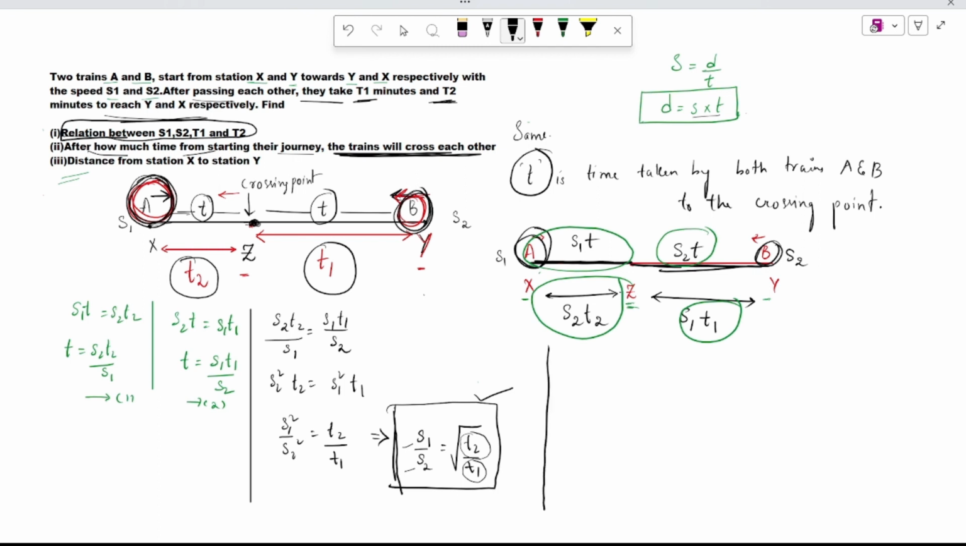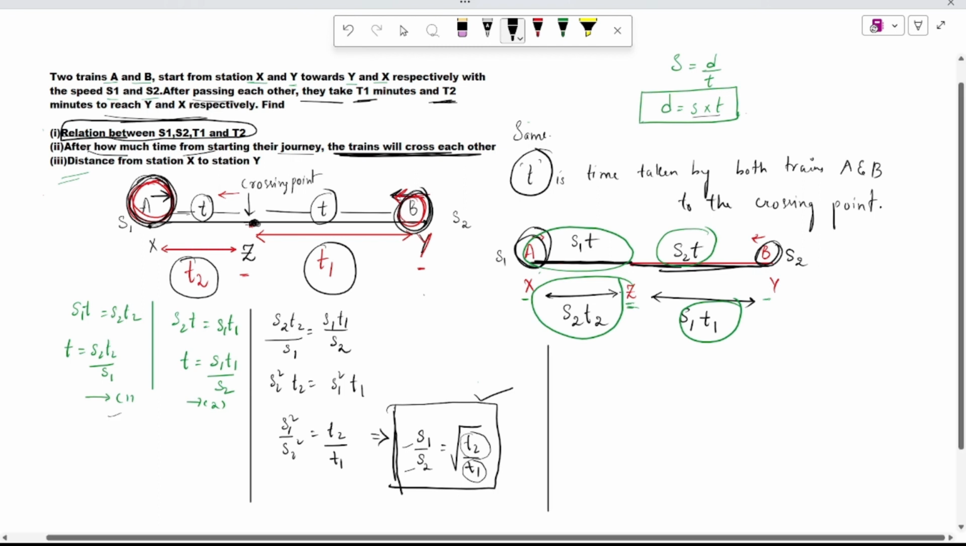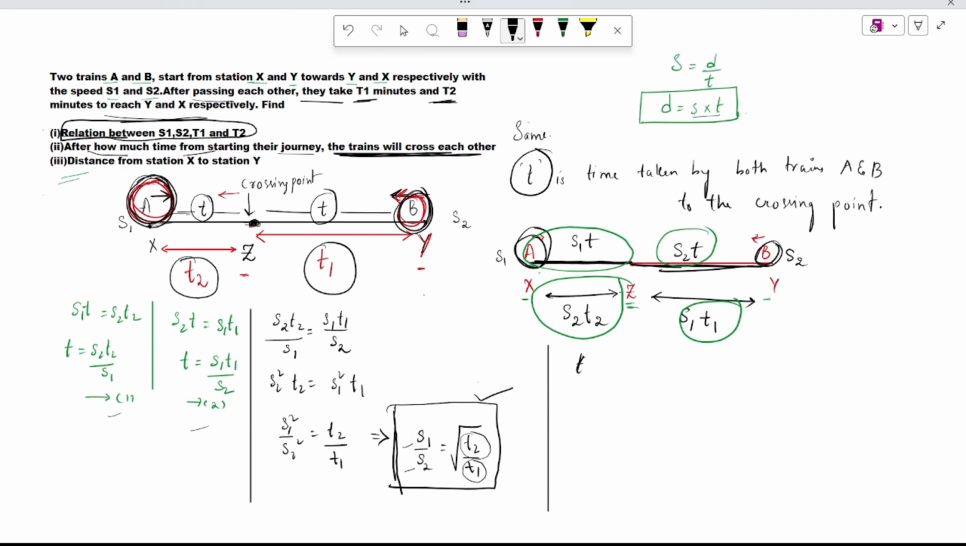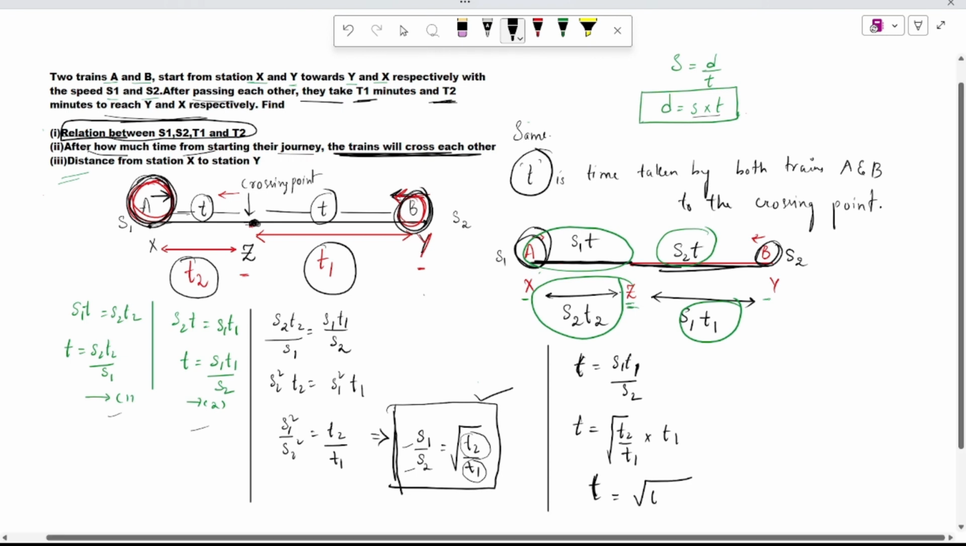If you take either equation 1 or 2, you'll get the same answer. So t is equal to, I took equation 2, S1 T1 by S2. What do we get? S1 by S2 is square root of T2 by T1, times T1. So small t is equal to square root of T1 T2.